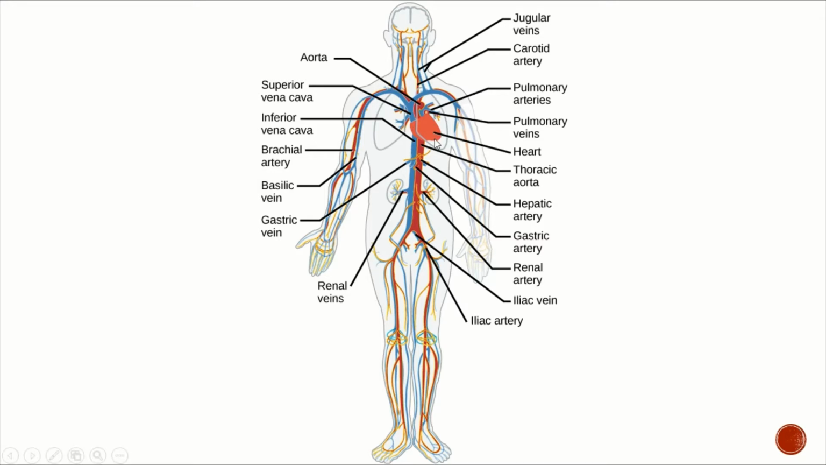Now, for the lower part of your body, or the abdomen, we have the abdominal part of the aorta, and we have the hepatic artery going to the liver, the gastric artery to the stomach, and the renal arteries going to the kidneys, and then it divides into the iliac arteries, and these are the ones that irrigate the legs. Now, coming back from the legs, we have the iliac veins. They become the inferior vena cava, and that vena cava also picks up the blood from the kidneys, and we have renal veins. It picks up blood from the stomach. We have the gastric vein, and then it goes right back to the atrium.